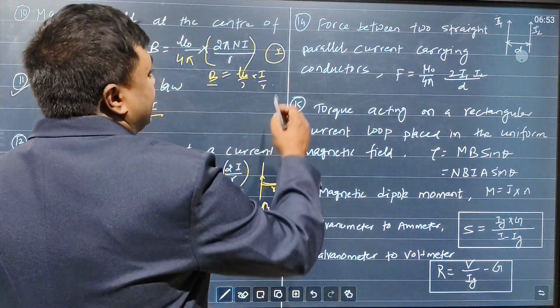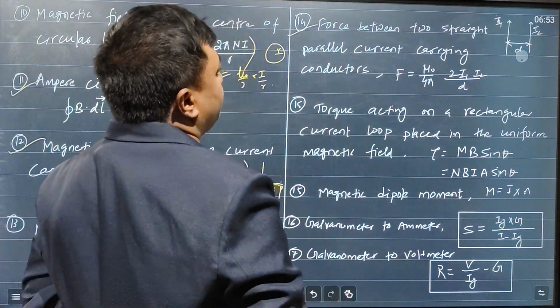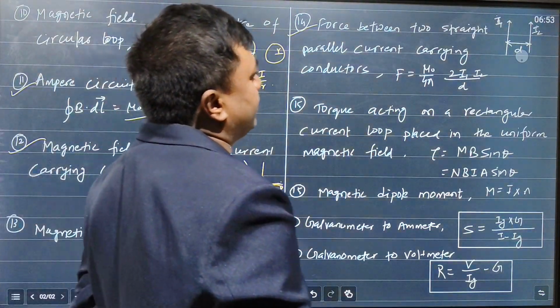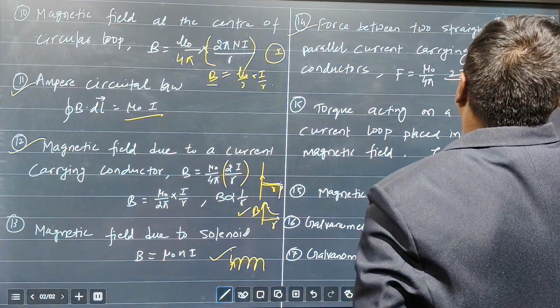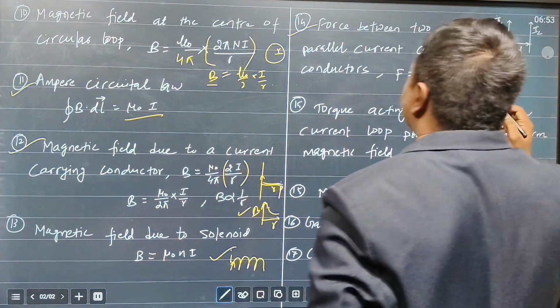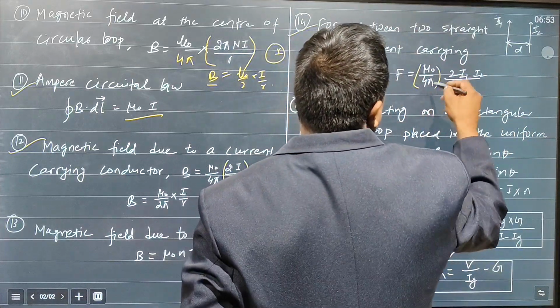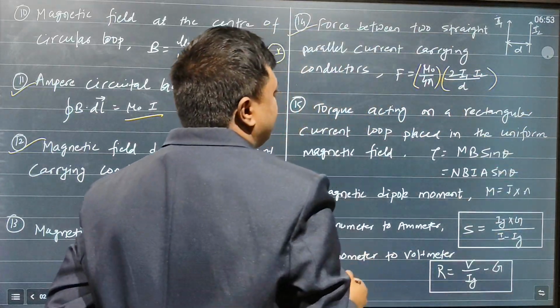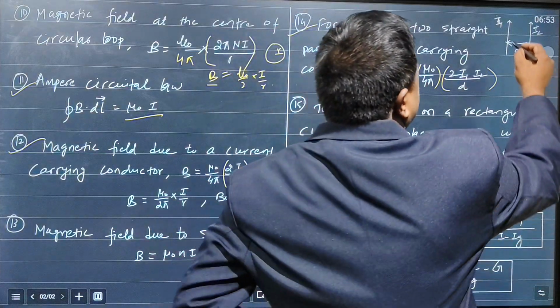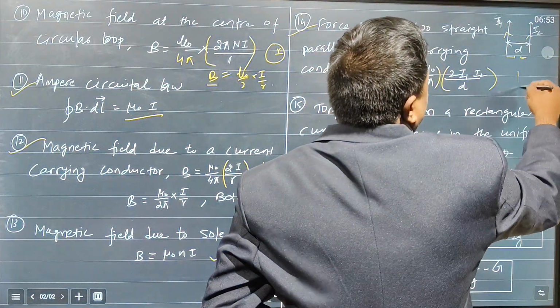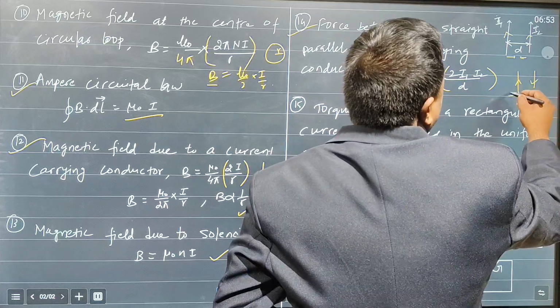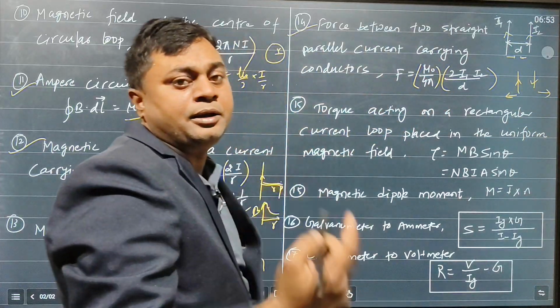Next, force between two straight parallel conductors. Let two parallel conductors be carrying currents I1, I2, and the distance between them is D. So it will experience a force. Force is equal to mu naught by 4 pi, twice of I1 I2 by D. If the current direction is the same, it will experience an attractive force. If the direction of current is opposite, it will experience a repulsive force. You have to keep that in mind.